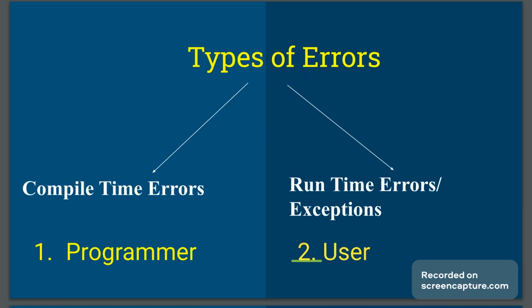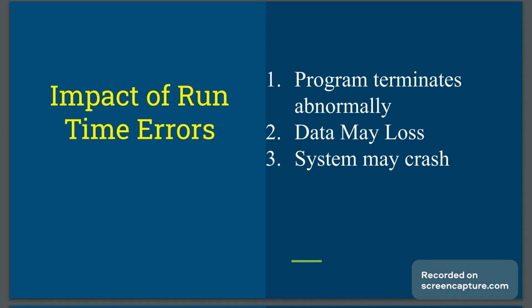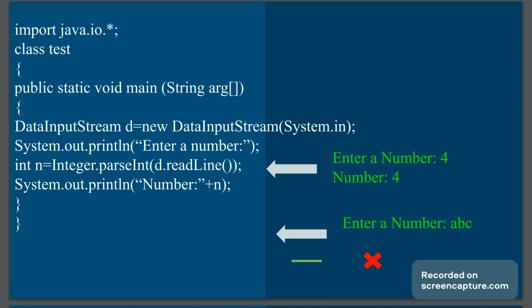Obviously, the impact of compile time error is simply that the bytecode will not be generated, but the impact of runtime error is that the program terminates abnormally, data may be lost, and the system may crash. Now we have seen that at the statement where the exception generates at runtime, the JVM creates an object of exception class and throws that object, and we get the description about that exception on the command prompt, and further statements in the code will not be executed.